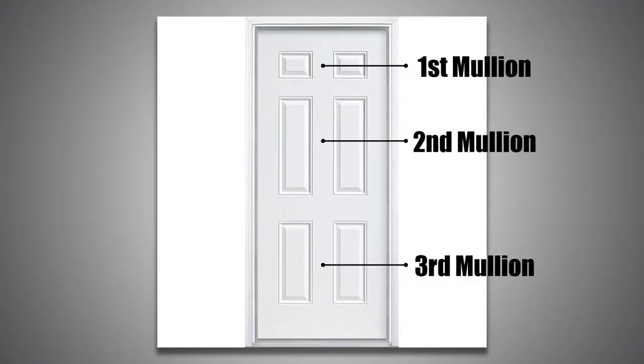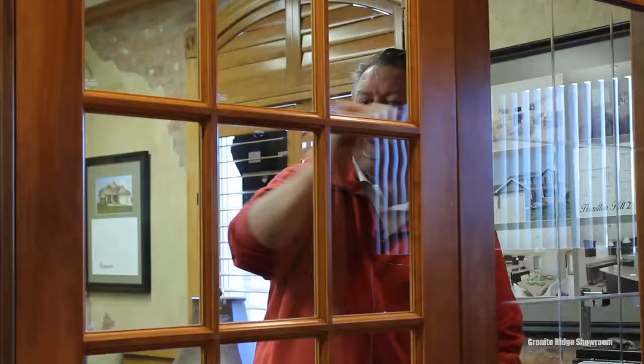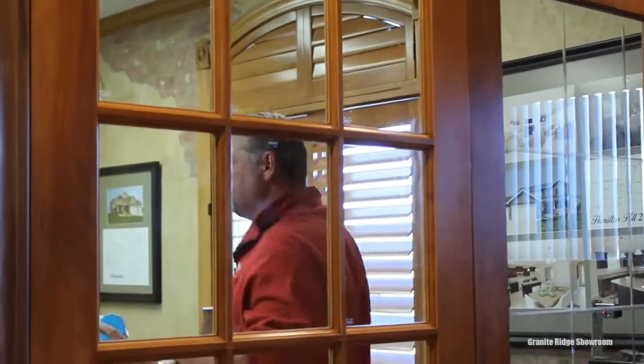So in this case, we've got a first, a second, and a third mullion on this 6-panel door. A lot of people may have heard that term mullions when we talk about windows, when we mull a few together. That's right. It's the same application here on this door.